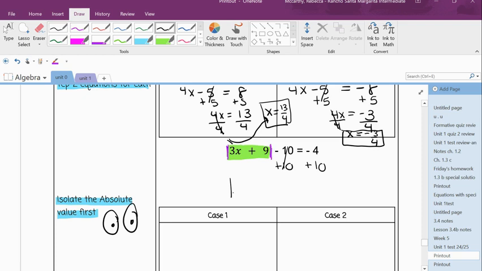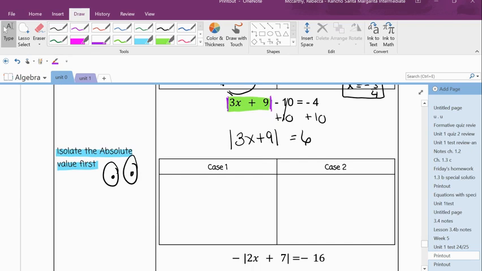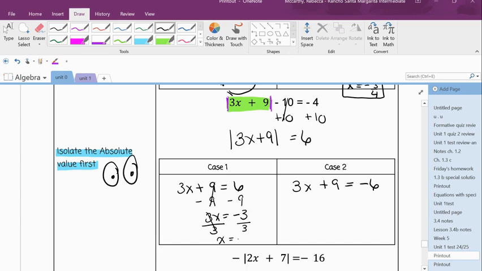Now I have the absolute value of 3x plus 9 is equal to 6. Now I'm going to do my 2 cases. Case 1, when it's positive: 3x plus 9 equals 6. I always make sure I write down the 2 cases first, and then solve, so I don't forget to include both. Now I'm going to subtract 9 from both sides, and I get 3x is equal to negative 3. Divide by 3 on both sides, and I get x is equal to negative 1.